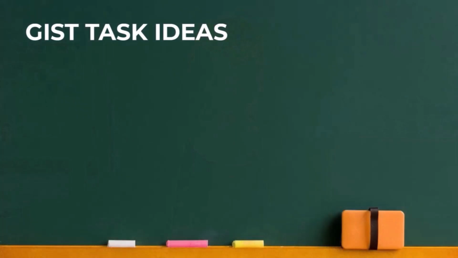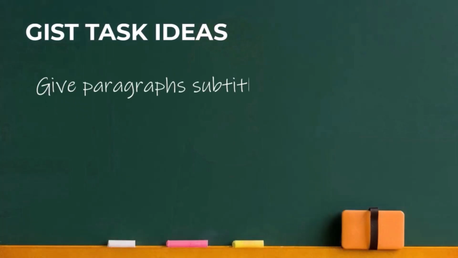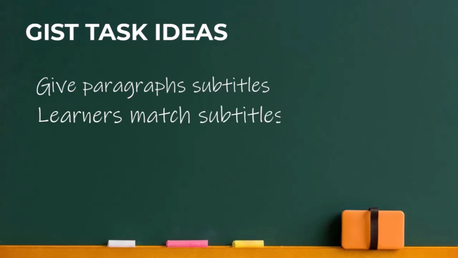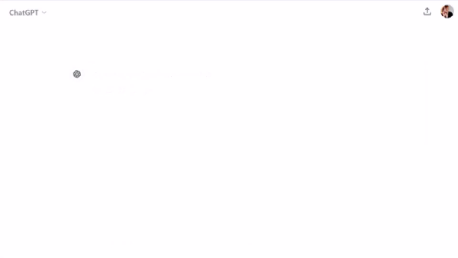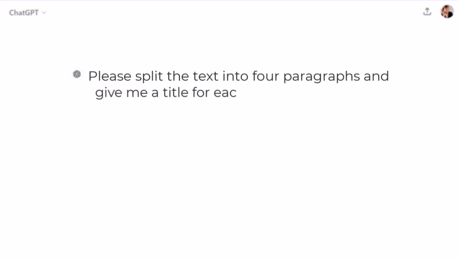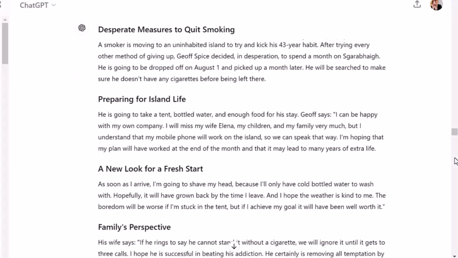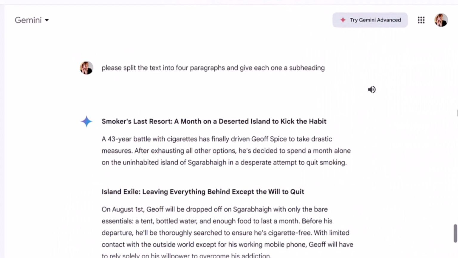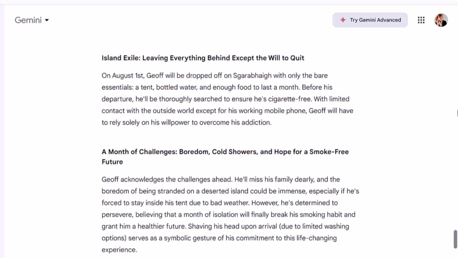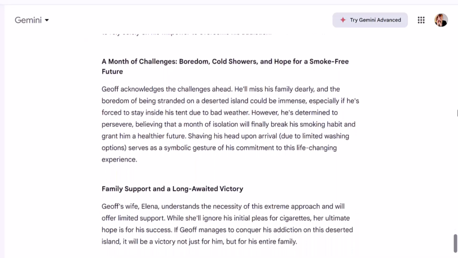As with all things AI, the important thing here is to try out different tools, different prompts, and don't be afraid to be critical and edit the result. A second gist task could be to give the paragraph subtitles and ask the learners to match the mixed up titles with the paragraphs. Again, in this case, ChatGPT gave me a pretty reasonable set of subheadings. You can see them here. But Gemini's were too complex, and in one case just factually wrong. Cold showers aren't mentioned in the text at all.